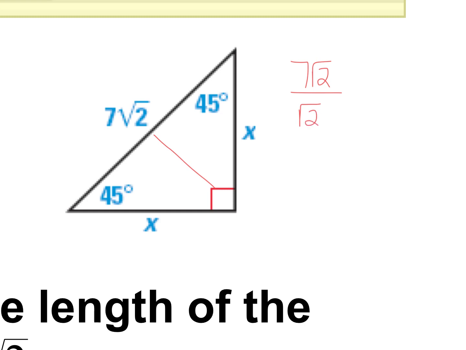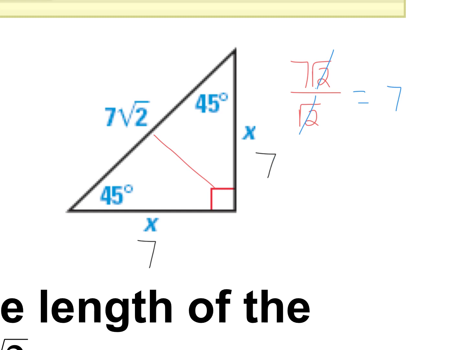What did we learn last week if we have something that looks like this? You can't have a radical on the bottom, but what's nice about this one? It's the same thing on top and bottom, so those can cancel out. You're just left with 7. So I get 7 for this side over here, but what do I know about that other side? They're the same. It's also 7. Once you know one of the legs, you know the other one because they're the same.